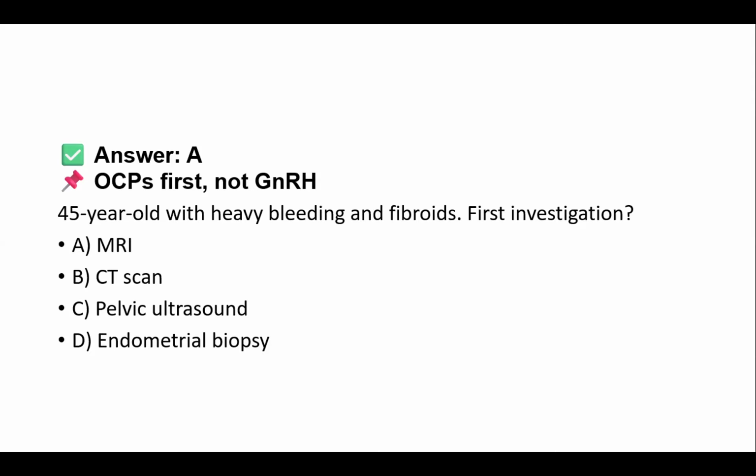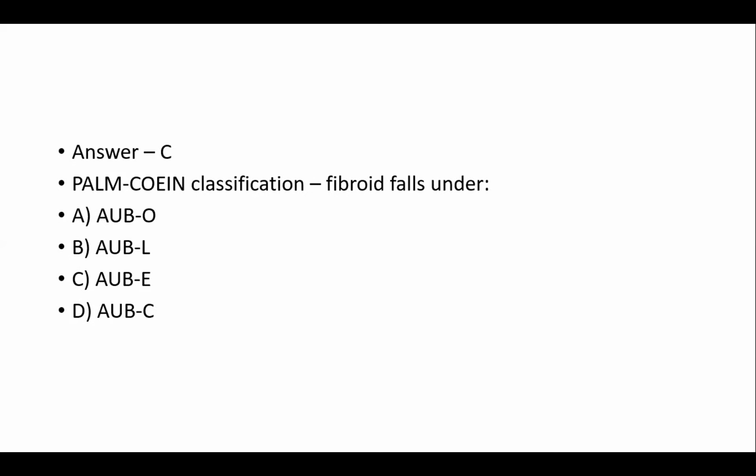Wonderful, dear. Any other opinion? First investigation is pelvic ultrasound, but the best investigation is endometrial biopsy. Ma'am, in fibroid we can do endometrial biopsy. See here the question they asked. Let me tell you. Okay. So the patient has come with AUB, abnormal uterine bleeding. So what is abnormal uterine bleeding?